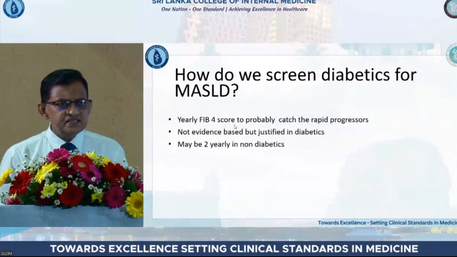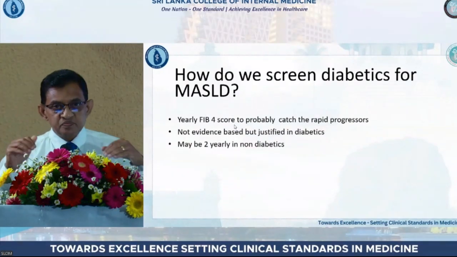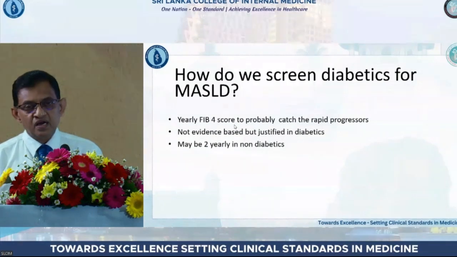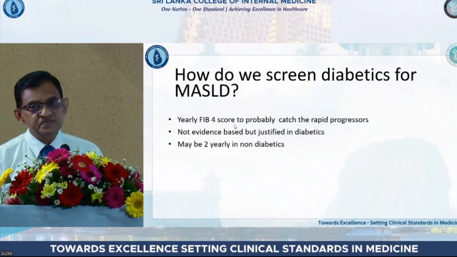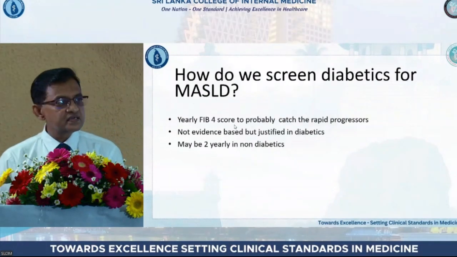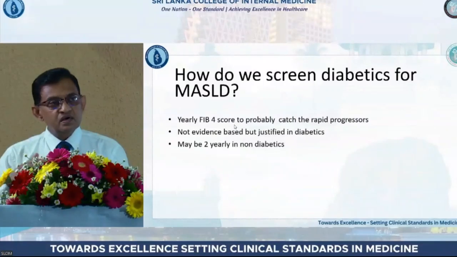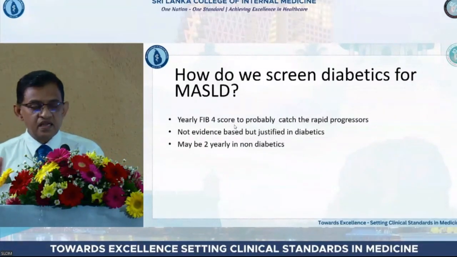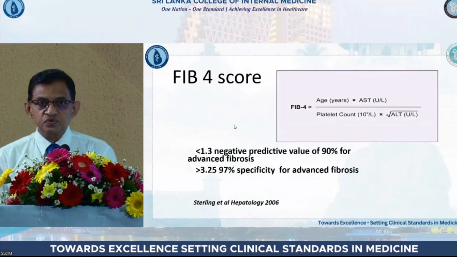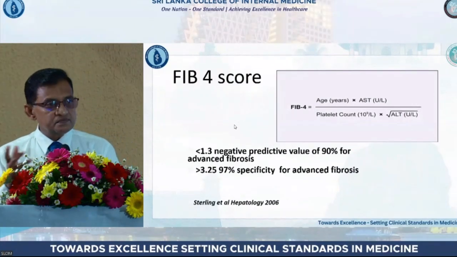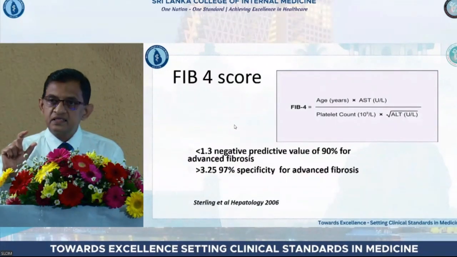Then, this is not exactly evidence-based, but justified in diabetics, especially in South Asia. We all know that even with heart disease, we do have very bad genes. Same with the liver. We all develop cirrhosis at a much earlier stage, and our cancer rates are also very high. And the ideal frequency for doing FIB4 is maybe yearly in diabetics, and if you don't have diabetes, maybe every 2 to 3 years. So this is the FIB4 score, very easily done on your smartphone. It's an app. You just need the age, the AST level, the ALT level, and the platelet count.